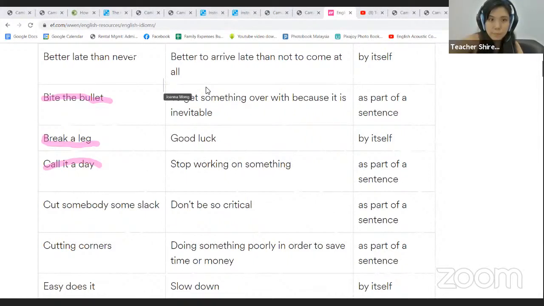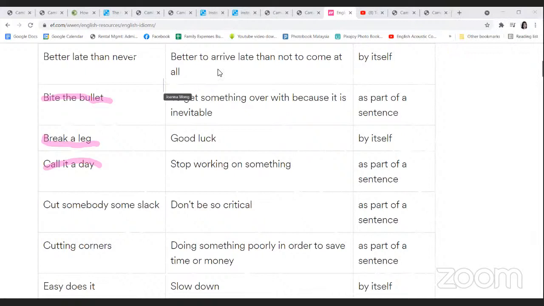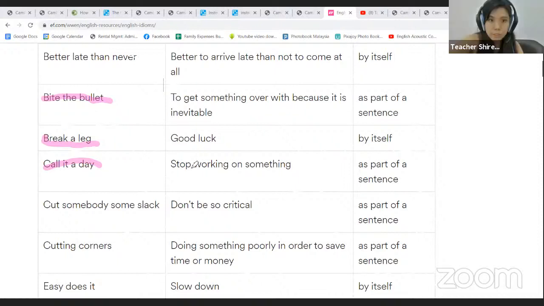Stop working on things. Okay, stop working on something. Like for example, I've been working since morning till night. I'm so tired now. Let's call it a day. Okay, so I just want to, like, end of the day, I don't want to work anymore. So I call it a day. Now it's night already. No more day. I'm not going to work. Understand? So call it a day.